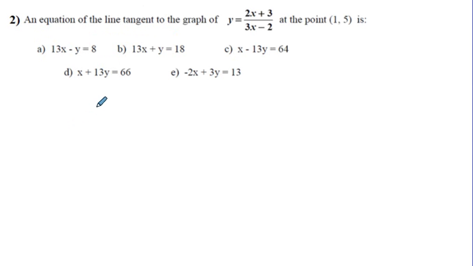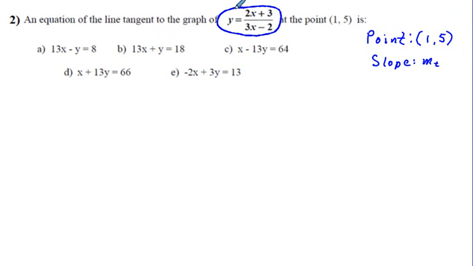Next, problem 2. An equation of the line tangent to the graph of y equals 2x plus 3 over 3x minus 2 at the point 1, 5 is, and we have our answer choices. The thing we need to have for the equation of the line is we need to have a point. In this case, our point is given to us as 1, 5. And also we need a slope. Now our slope in this case is not given to us, so we're going to have to find out what that is. And to find out what that is, we're going to find the first derivative of this equation here.